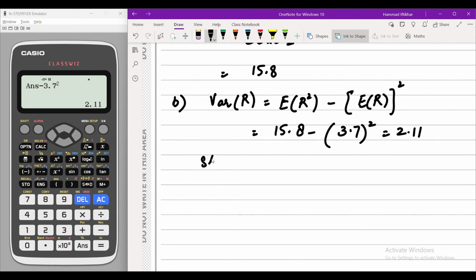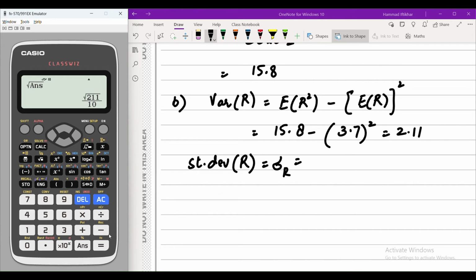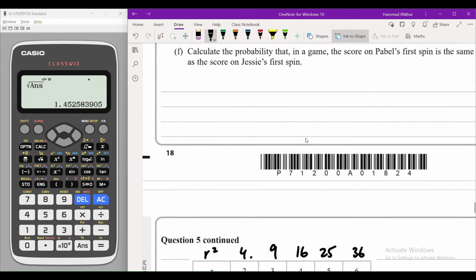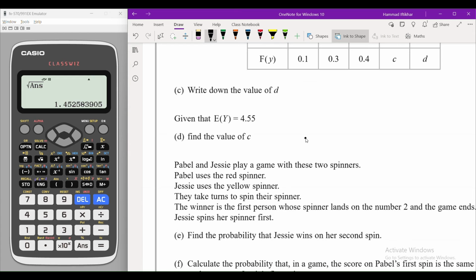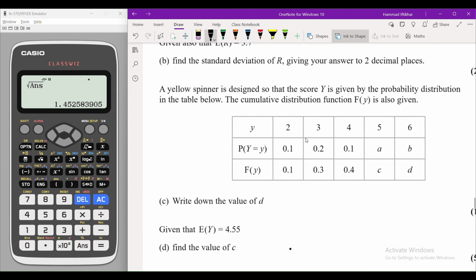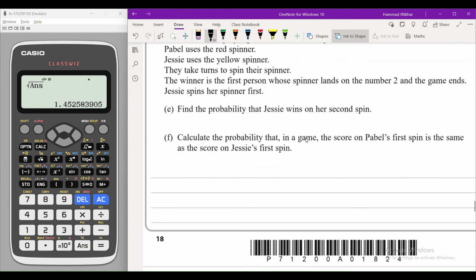So the standard deviation of R, or sigma R basically, is going to be the square root of this, 1.453. Two decimal places, so 1.45.